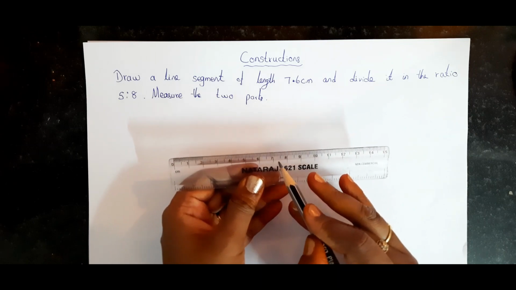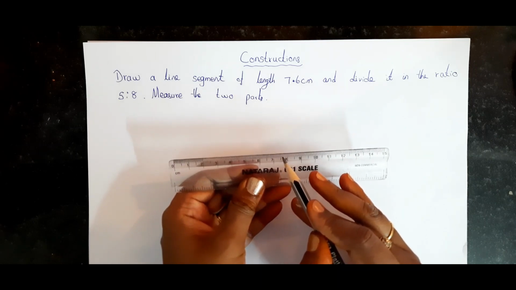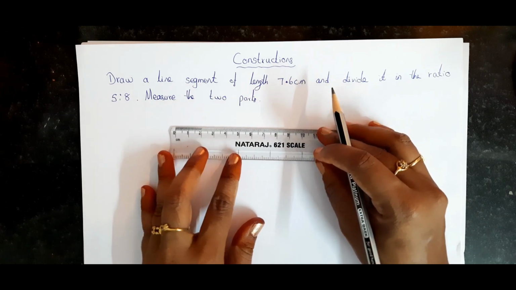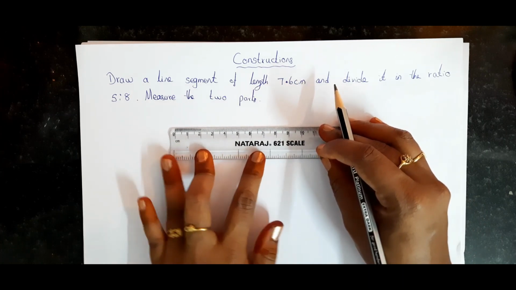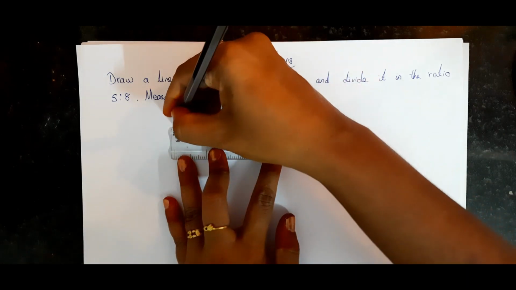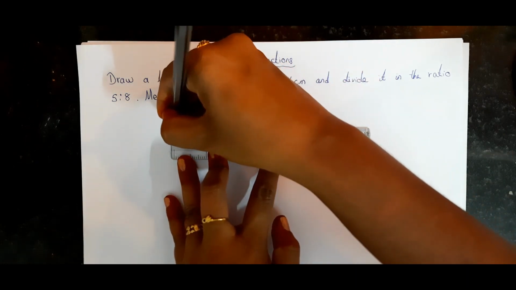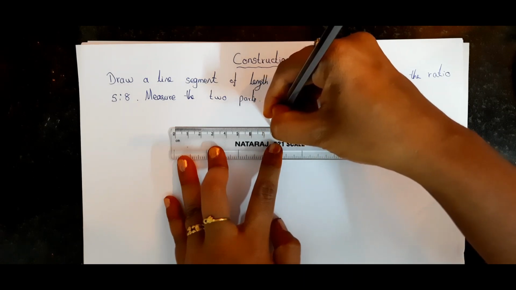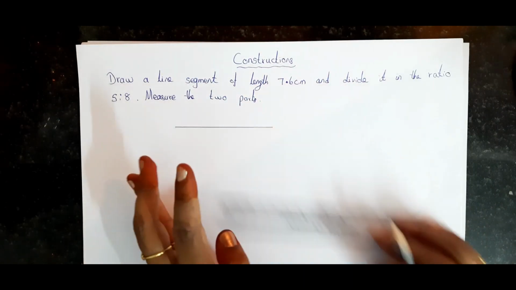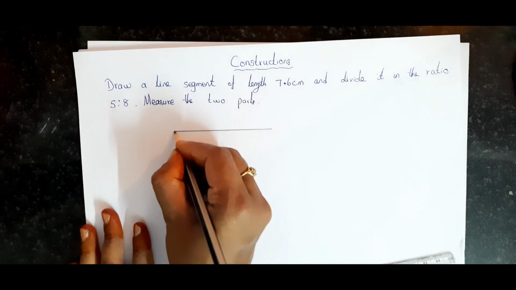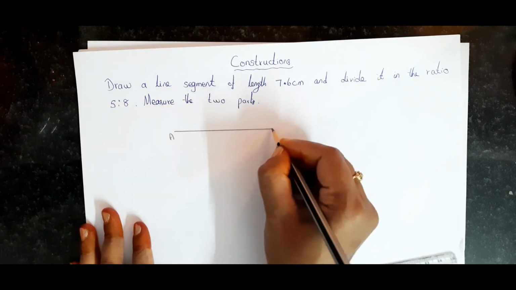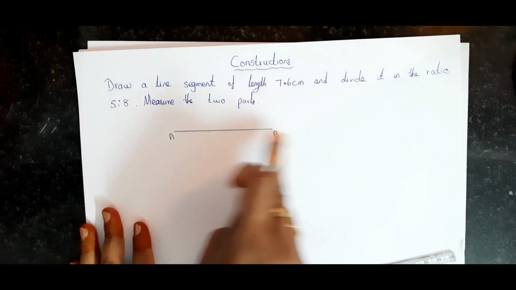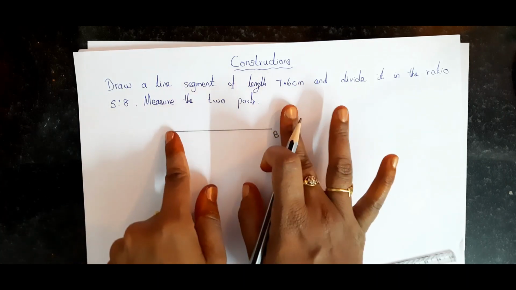7.6 means this is 7.5, so 7.6 will come here. So first we have to draw the line segment of length 7.6 using a scale. This is 5 and this is 6, so 7.6 we are done, right? The starting point I am taking as A and the end point as B. It is a line segment, so it has two end points, A and B. Now we have drawn the line segment.